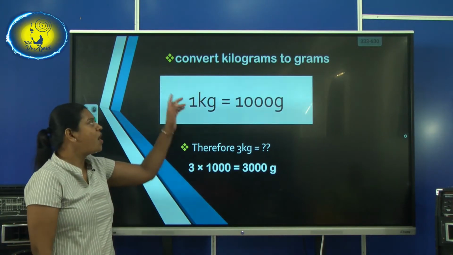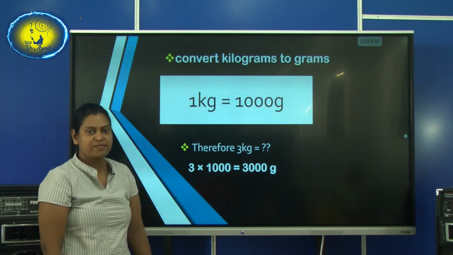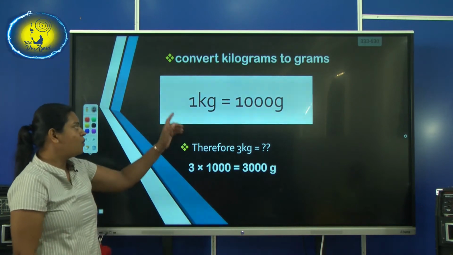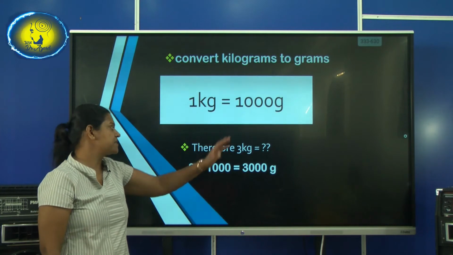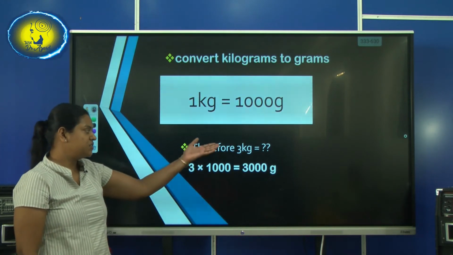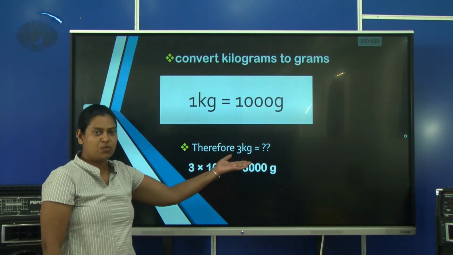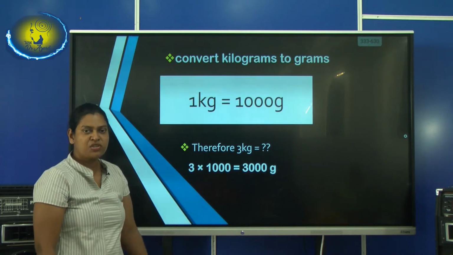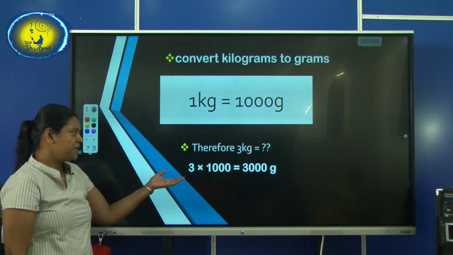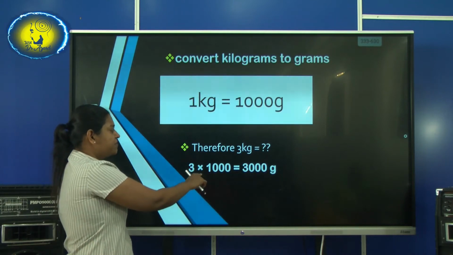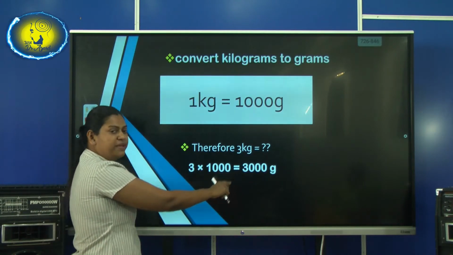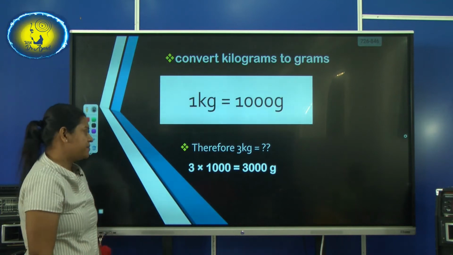Let's see how to convert kilograms to grams. 1 kilogram equals 1000 grams. Therefore, 3 kilograms equal, do you know the answer, children? Let's see how we can do it. 3 multiplied by 1000 will be 3000 grams.